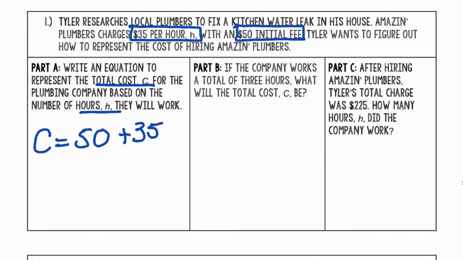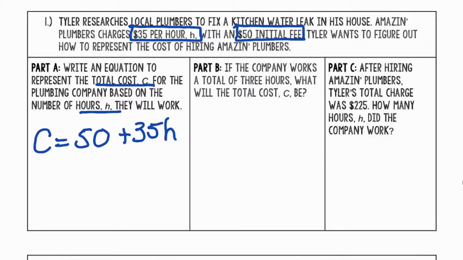But how many hours is it going to work? Well, we don't know. That's why we're writing an equation. So we're just going to sit it beside there. We know we're going to do 35 times however many hours they work. Remember, in algebra, we just write the variable next to it. That means 35 times h. We've talked about that in solving equations, because to undo that, we would actually divide. So there you go. That's our equation: $50 plus $35 times however many hours they work.